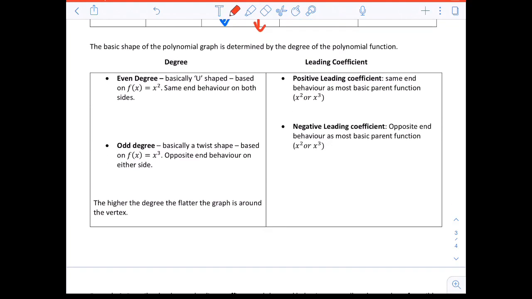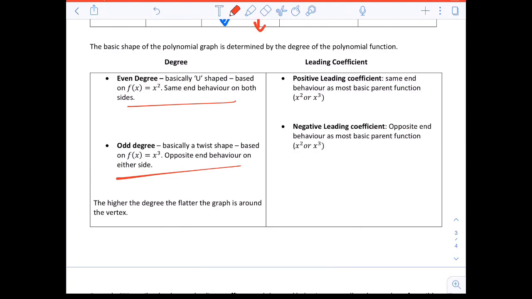So down below, it just reiterates what we just said. The basic shape of a polynomial graph is determined by the degree. If it's an even degree, well, it's a U shape. And if it's an odd degree, we have a twist. You write that down below. Even degree, a U shape, and end behavior on the same sides. Odd degree, a twist shape, and end behavior on opposite sides. The higher the degree is, the flatter the graph is around the vertex or the origin.